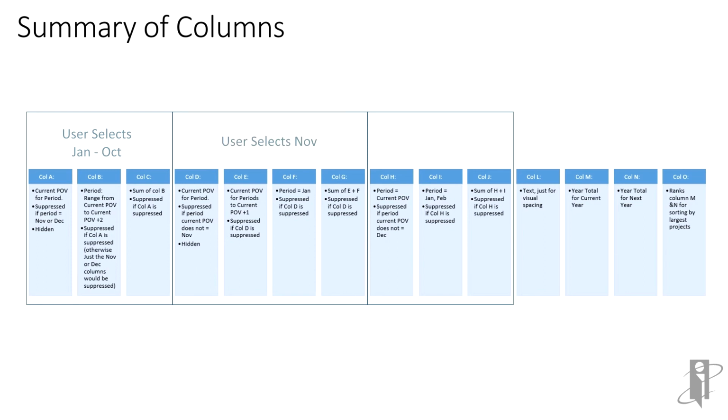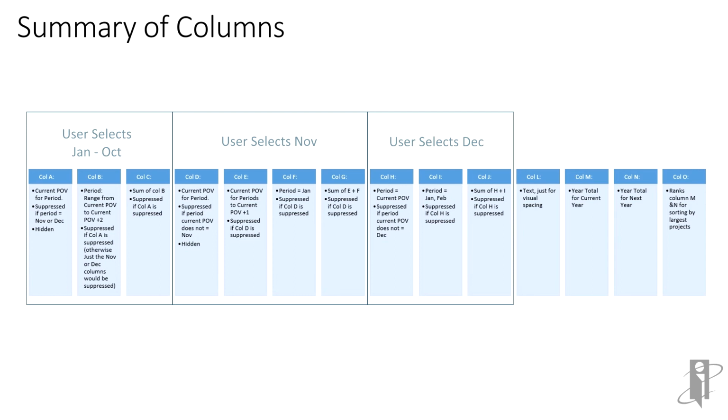The next section is if the user selects November. Notice the first section has 3 columns. It needed one for the current POV for suppression, but only 1 column for the range. The second section has 4 because we need the suppression test column and then 2 columns, 1 for the current year and 1 for the next year. The third section has 3 again because the suppression can be done for December. You see column H is just period equals current point of view. So if the user selects December, and if it is not December, everything else is suppressed. So we also needed a second column for the next year.